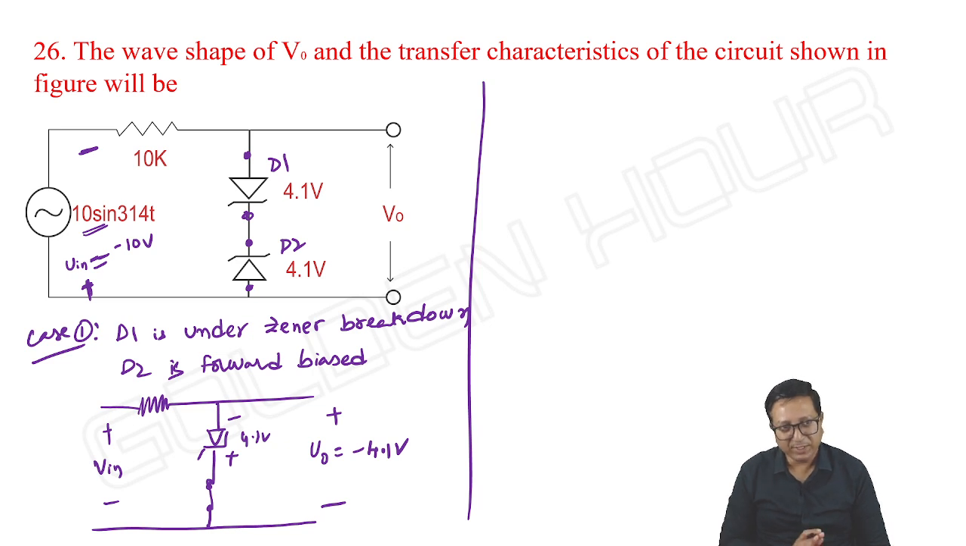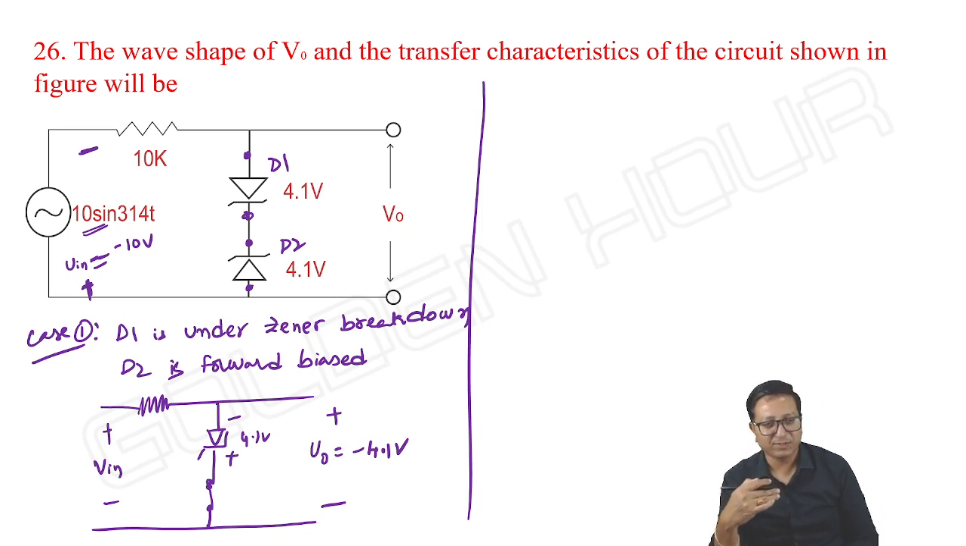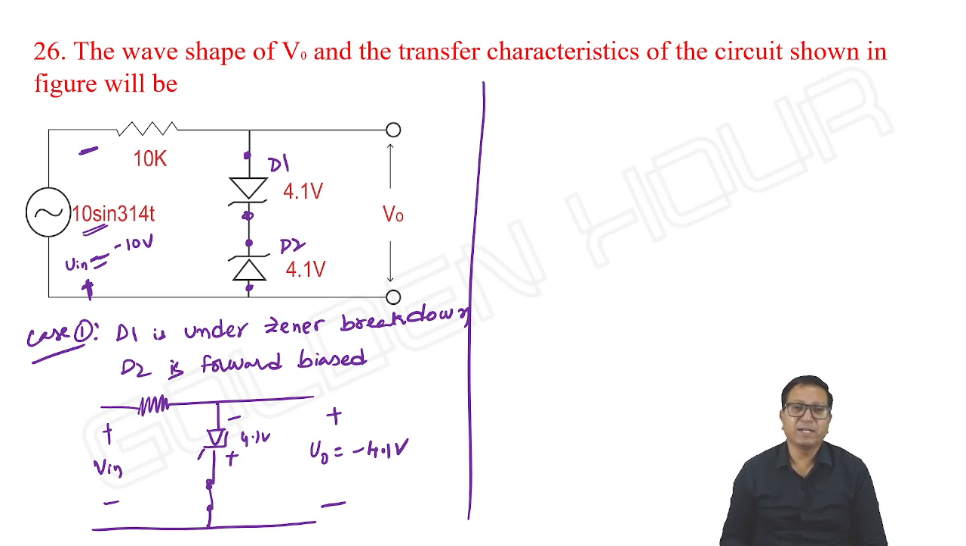Right. Input at negative peak is minus 10, minus 9, minus 8, minus 7, minus 6, minus 5, minus 4, like that. It decreases in magnitude. When it falls below minus 4 or minus 4.1 volts, what happens? D1 comes out of breakdown. It's not large enough as far as the magnitude is concerned to keep D1 under breakdown. So once D1 comes out of breakdown, it acts as open circuit. Once it is open circuit, there is no scope for D2 to conduct, even though it looks like it is forward biased. Here let me write the breakpoint now.